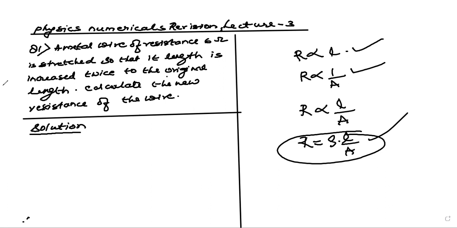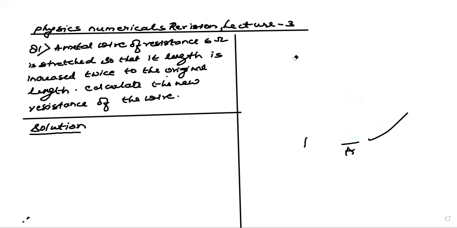We go ahead now. Let's try to understand. There is a metal wire of resistance 6 ohm. It is stretched so that its length is increased to twice the original length. Now calculate the new resistance of the wire.